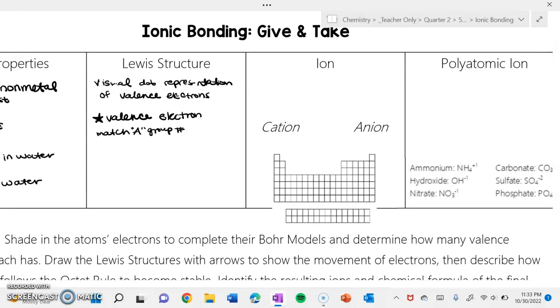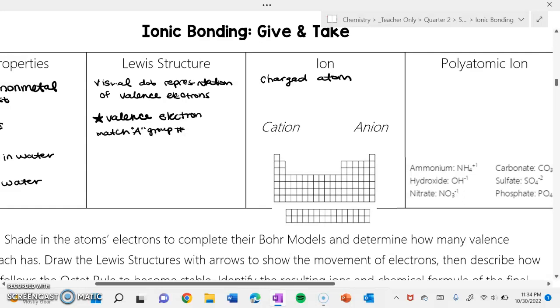When our atoms bond in an ionic compound, they are going to transfer, give, and take electrons, causing them to become charged. And remember, a charged atom is called an ion. And we have 2 different types of ion. We have a cation and an anion. And the cation is positive, and an anion is negative.